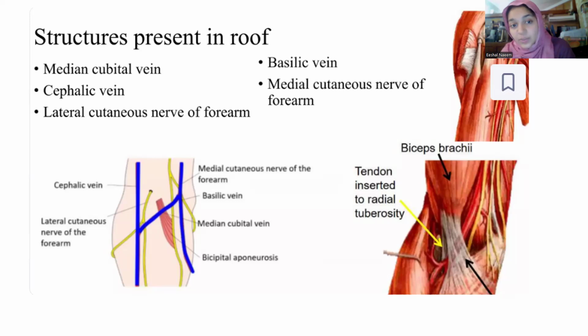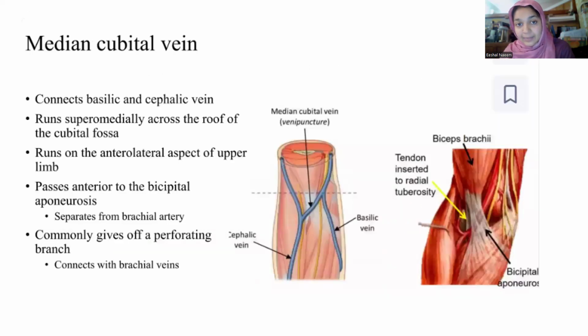And you will find the veins because I told you that the veins lie in the most superior region, right? Which is why it's so easy for us to take IV access here. What's the point of a median cubital vein being in the middle of the cephalic vein and the basilic vein? Basically, it's a connection. It runs superomedially across the roof of the cubital fossa and forms a connection between the cephalic vein and the basilic vein. It passes anterior to the bicipital aponeurosis, which separates it from the brachial artery. That's why you never have to be scared that you'll go into the artery, because the artery lies below the bicipital aponeurosis. It commonly gives off a perforating branch which connects with the brachial veins.